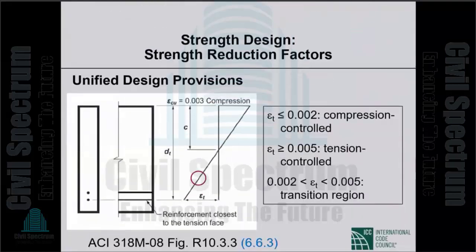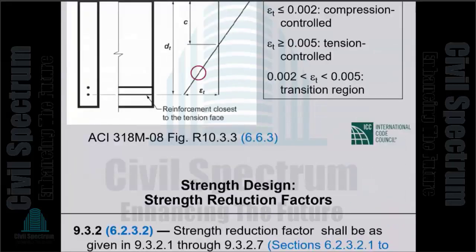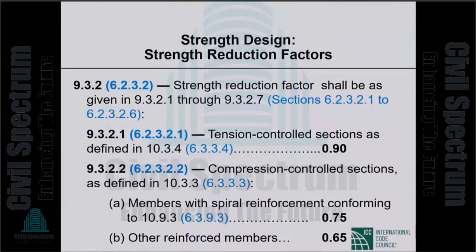So in the picture, you see epsilon sub t just defined as before, the strain in the extreme tension reinforcement corresponding to a strain of 0.003 in the extreme compression fiber of the concrete. If epsilon sub t is less than or equal to 0.002, we have a compression control section. If epsilon sub t is larger than or equal to 0.005, we have a tension control section. In between, we have a transition section.